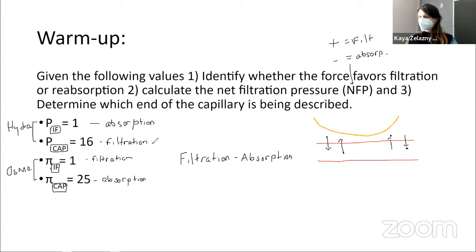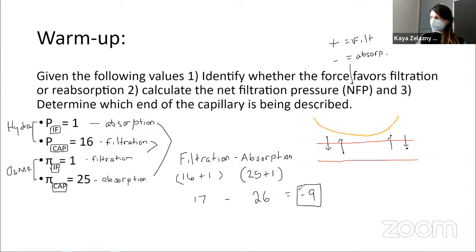So we're starting with our two forces for filtration. We're going to have 16 plus 1, so that's going to be 17 for our filtration. And then we're going to take our two forces for absorption. So that's going to be 25 plus 1, 26. We're subtracting the two. So what do we get? -9. Great. So our net filtration pressure here that we've described is -9.